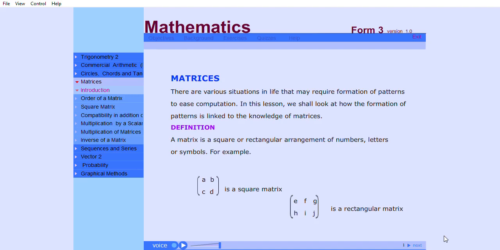Definition. A matrix is a square or rectangular arrangement of numbers, letters, or symbols. For example, matrix A, B, C, D is a square matrix. Matrix E, F, G, H, I, J is a rectangular matrix.